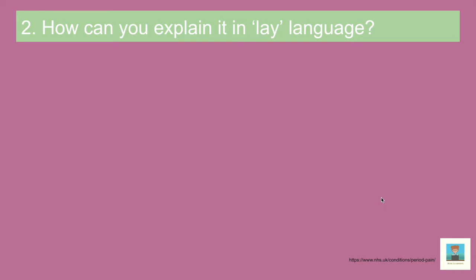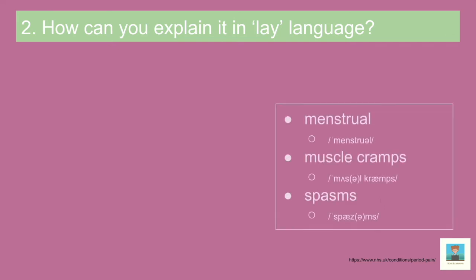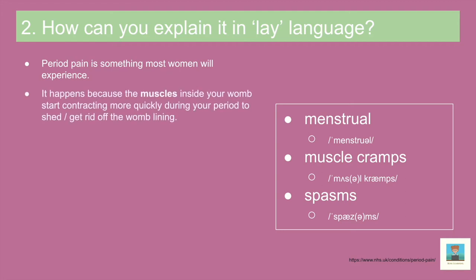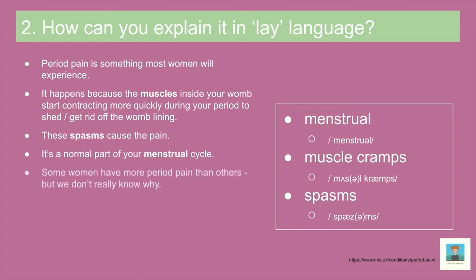Now, how can you explain it in lay language? How can you explain what's going on to a patient? Of course, we've got the three phrases that we looked at here. Have you got any idea how you could explain what's going on to a patient? You could say something like, period pain is something most women will experience. It happens because the muscles inside your womb start contracting more quickly during your period to shed or get rid of the womb lining. These spasms cause the pain, and this is due to a depletion in oxygen, which you can also explain to your patient. It's a normal part of your menstrual cycle. Some women have more period pain than others, but we don't really know why.